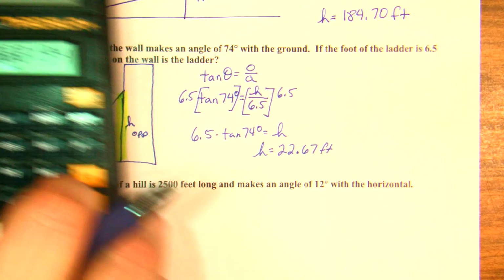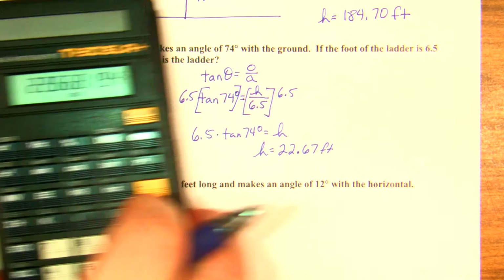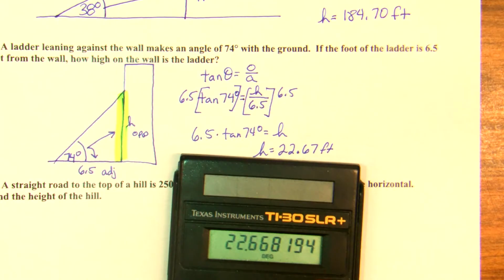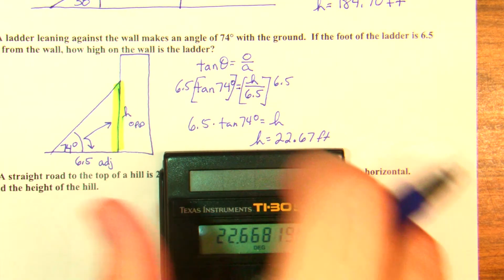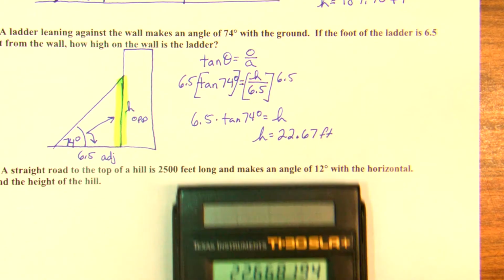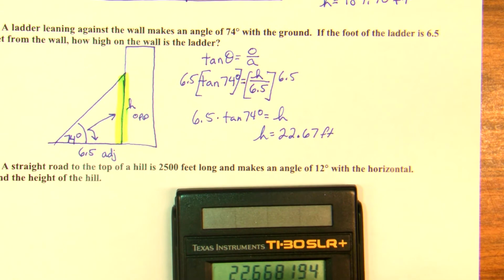So, in this case, we figured out that the height that the ladder is up on the wall is 22.67 feet, based on all that given information. Any questions on the second problem?